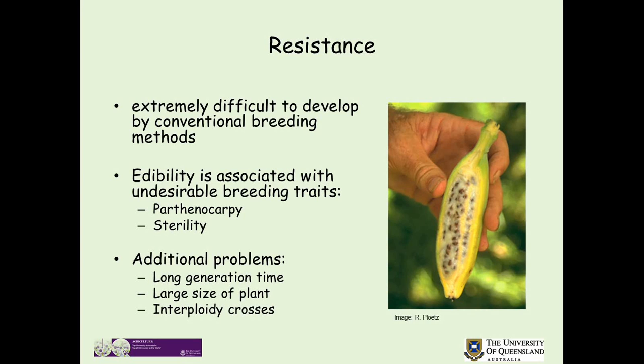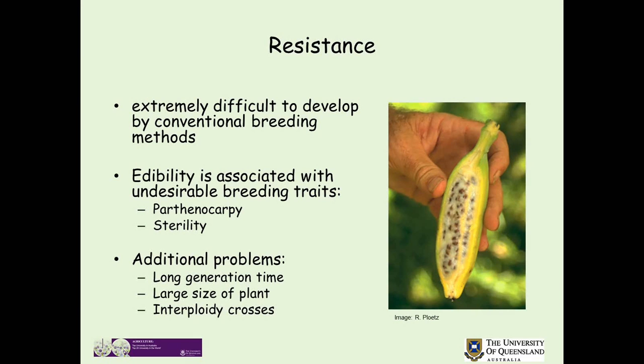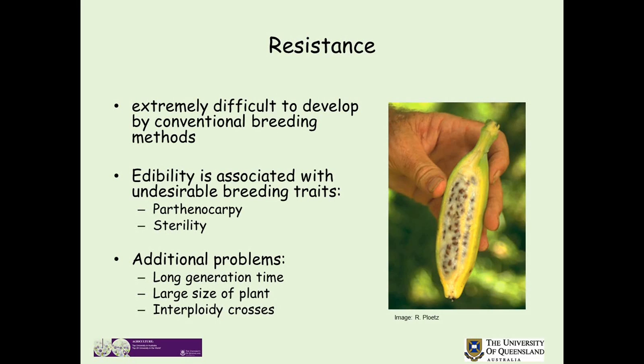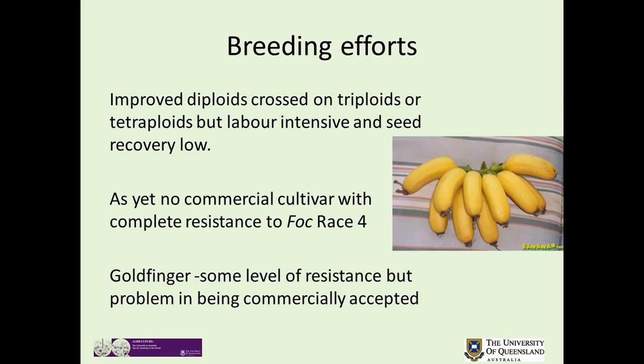On top of that, you've got long generation time, a rather large plant, and you may have problems with interploidy crosses. In addition, the people that have done the banana genome discovered that quite a large proportion of the genome is made up of transposons, just to make life a little bit more confusing as well.